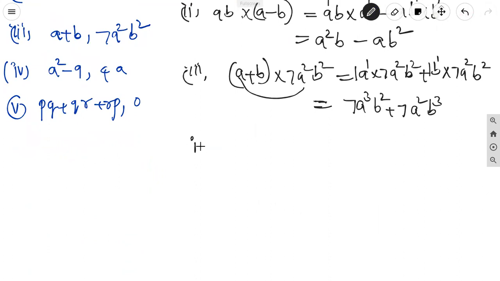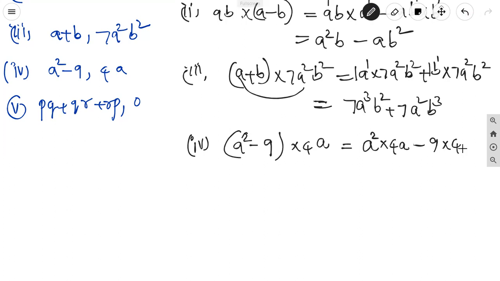Fourth one, a square minus 9 into 4a. a square into 4a minus 9 into 4a. a power 2 into a power 1, a power 2 plus 1, 3, 4 1s are 4, 4a cube, minus 9 4s are 36a.